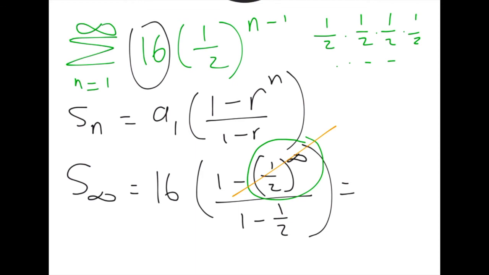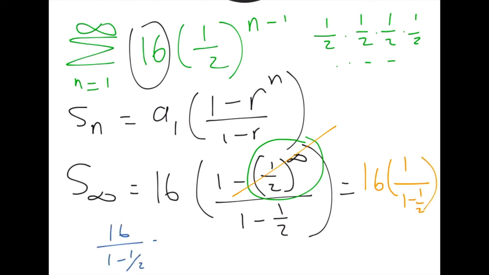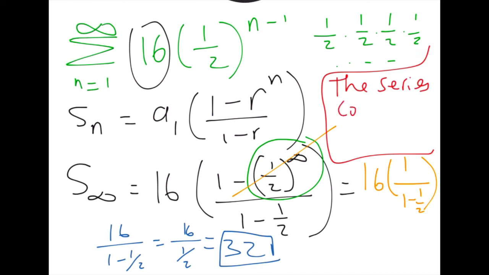So my answer will be 16 times 1 over 1 minus half. And I will get 16 over 1 minus 1/2. That is 16 over 1/2. That would be 32. That's it. The series converges, as opposed to diverges, at 32.